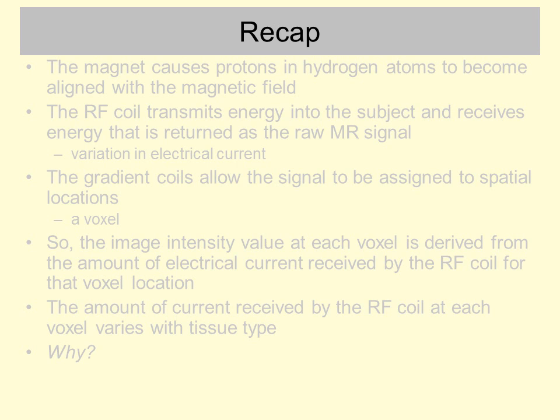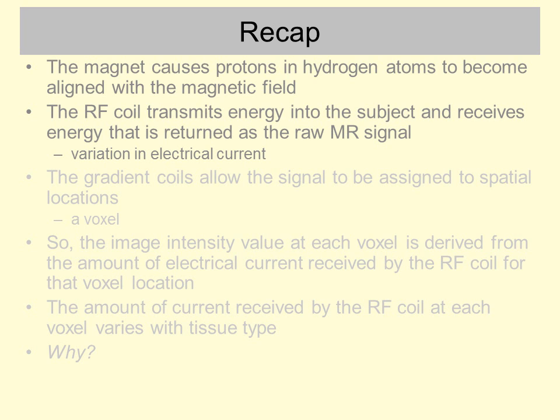Now that section was perhaps a little complicated because the physics of an MRI scanner is fairly complicated, so let's do a quick recap. The static magnetic field, B0, causes protons in hydrogen atoms to become aligned with the magnetic field.